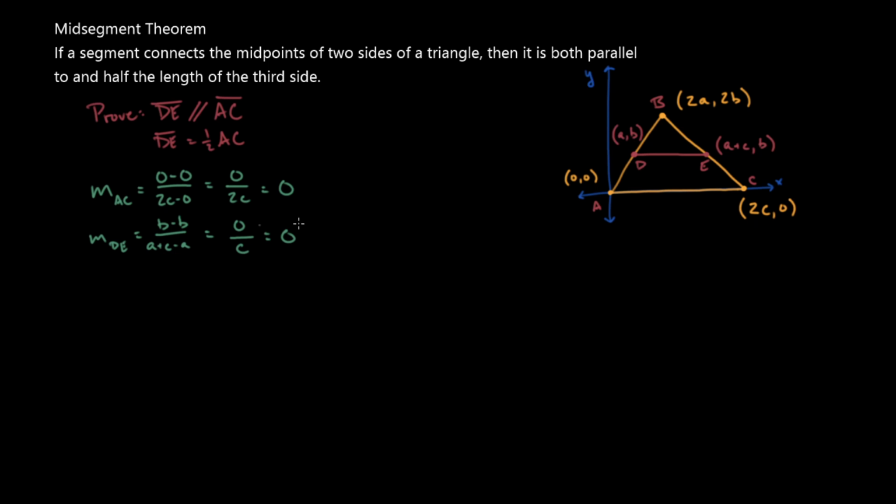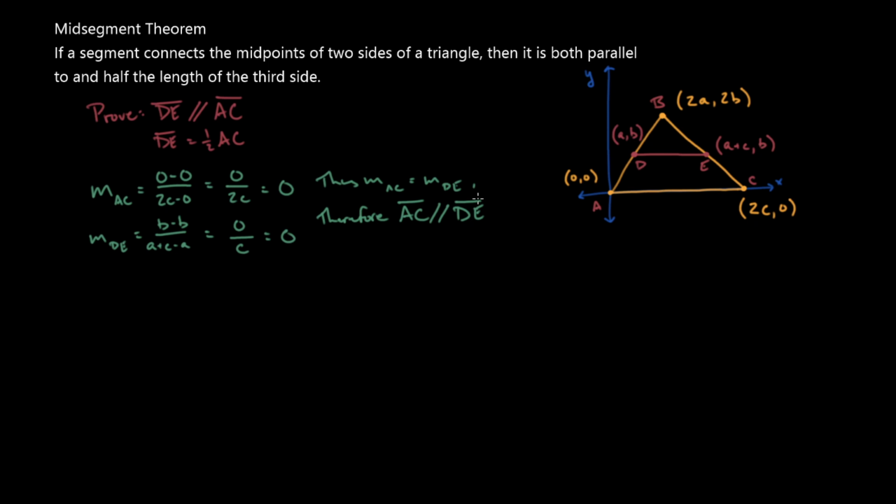So what we found here is that they have the same slope. So even though I did pick AC to have a slope of 0, DE has to have the same slope, no matter what. So what I can say is, thus, the slope of AC is equal to the slope of DE, and therefore AC is parallel to DE. All right, so that's step 1. I am now done proving the parallel part.